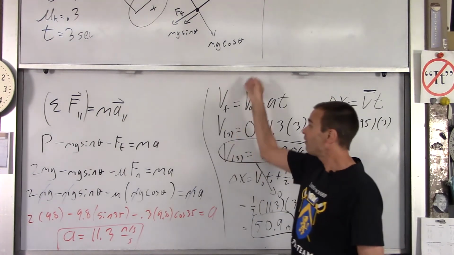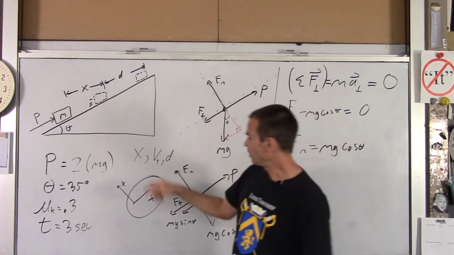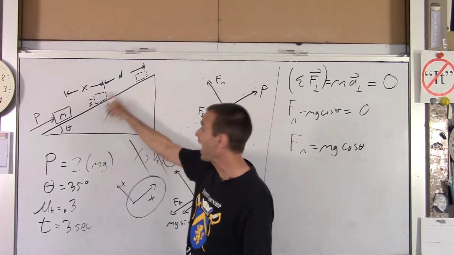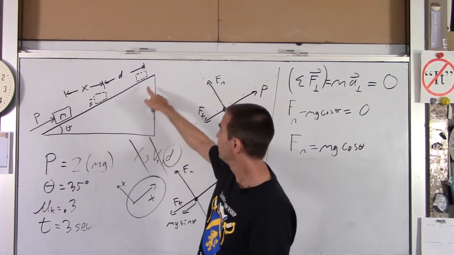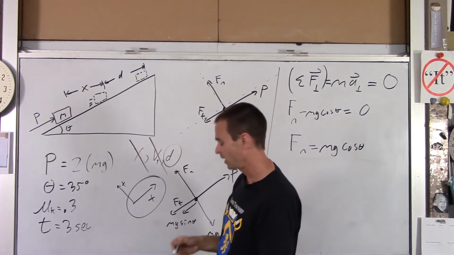Now finally, we've got this and this off our list. Finally, we want to find d. How far after you let the box go, as you're watching it coast away from you, how far away from you does it end up if you stop here? What's d in the picture?